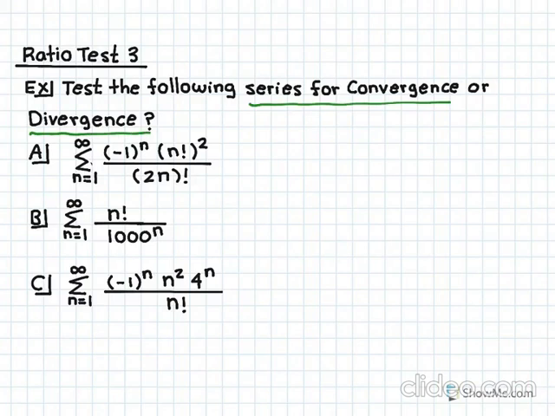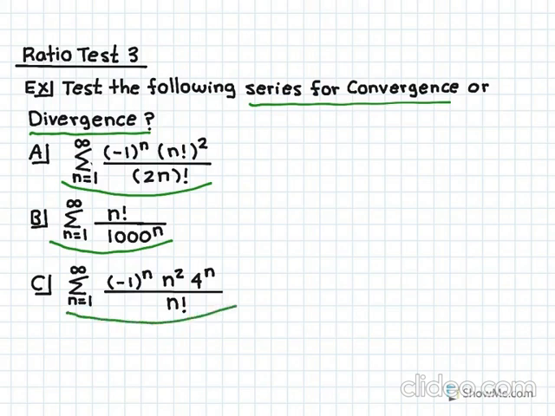Question A, summation n equals 1 to infinity, negative 1 to the power of n times n factorial squared divided by 2n factorial. Question B, summation n equals 1 to infinity, n factorial divided by 1000 to the power of n. Question C, summation n equals 1 to infinity, negative 1 to the power of n times n squared times 4 to the power of n divided by n factorial.